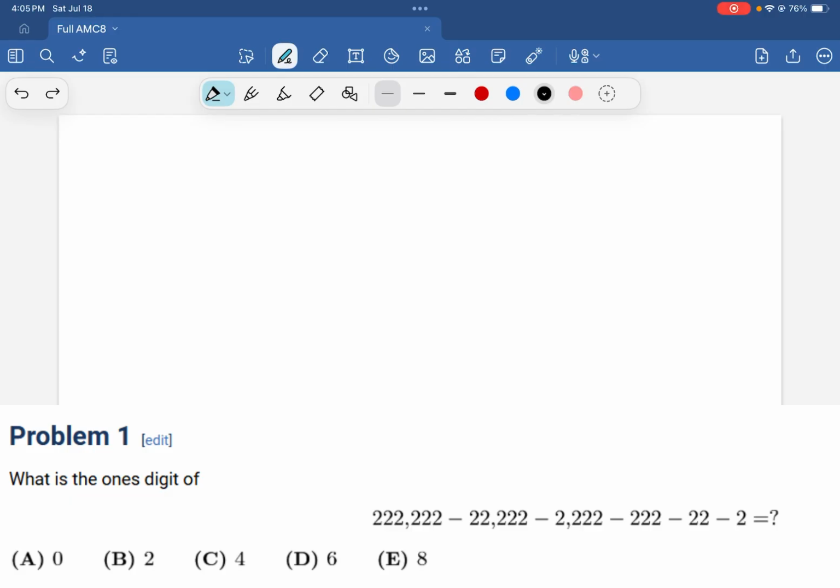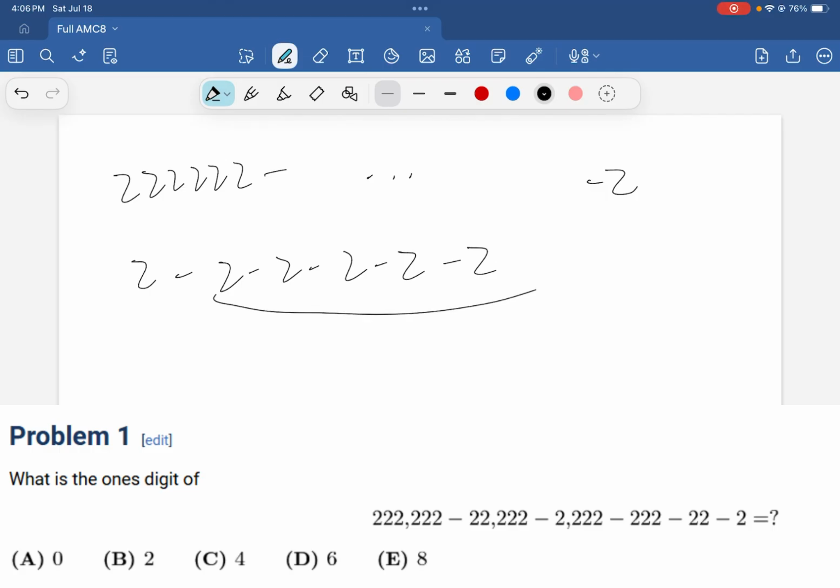What is the ones digit of this expression? So you have a bunch of 2's. I'm not going to write the whole thing, but if you want to calculate the ones digit, all you really need is the ones digit of all the numbers, because if you add a multiple of 10 to a number, it wouldn't change the ones digit. So this whole expression just simplifies to 2 minus 2 minus 2 minus 2 minus 2 minus 2. And this part is just minus 10, which, as discussed, does not affect the ones digit. So this simplifies to just 2.